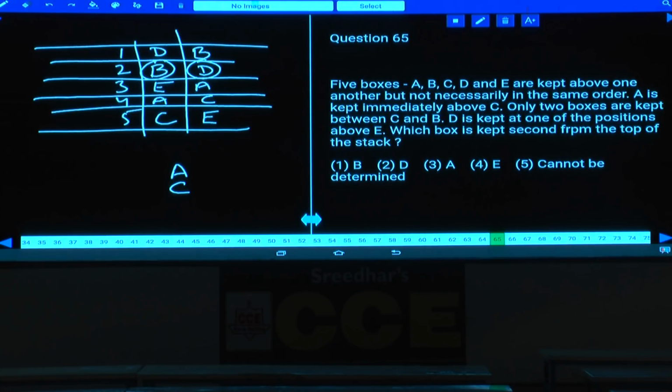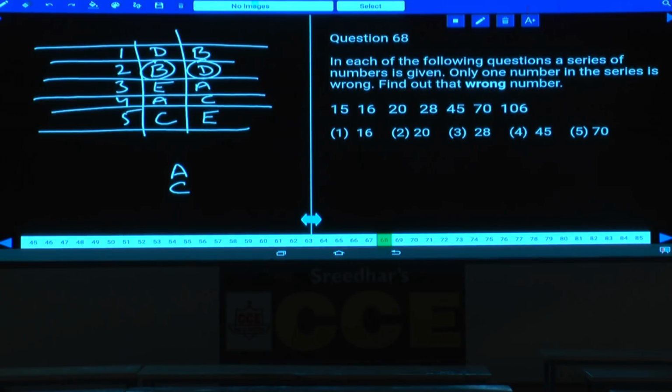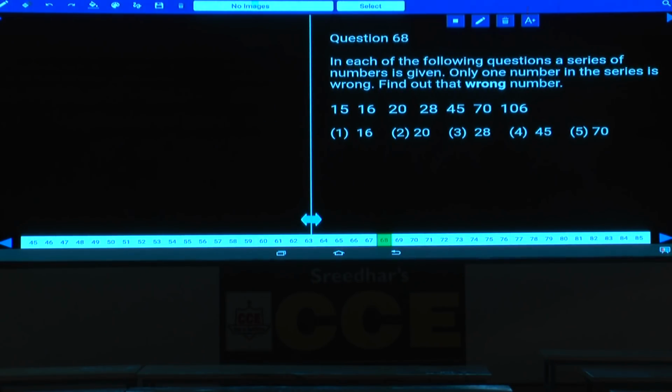Number series, question number 68. Now question numbers 68 to 72 are wrong number series. Now 15, 16, 20, 28. If you observe here, the numbers are increasing at a smaller rate, so it must be under difference. Now what is the difference here? 1. Next difference is 4.